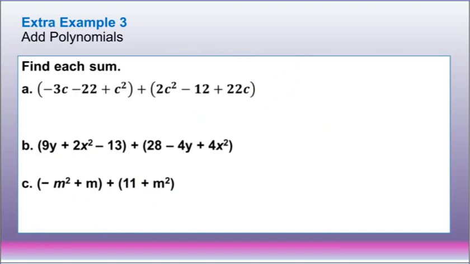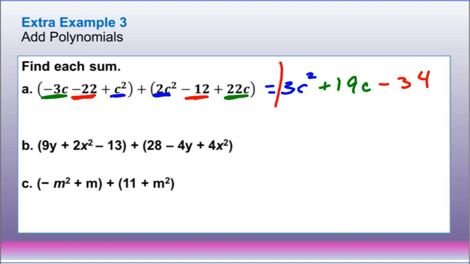Next example, if I were to do this one horizontally, I would just look at the biggest degree, which is the c squared. So 1c squared plus 2c squared is 3c squared. Then I have a minus 3c plus a positive 22c, or think of it as 22c minus 3c is a positive 19c. And then I have negative 22 plus a negative 12, which gives me a negative 34. So my answer would be 3c squared plus 19c minus 34.